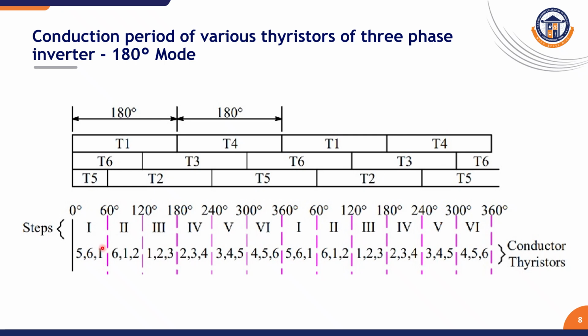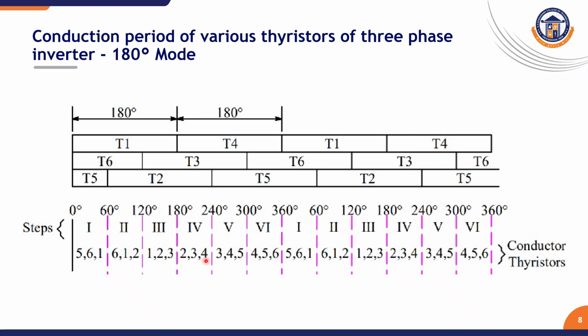You see here, T1 is conducting for 60 degree. Then again T1 is conducting for another 60 degree. Again T1 will be conducting for another 60 degree in the third interval. So when we add these three, 60 plus 60 plus 60, totally it gives 180 degree conduction. So after the 180 degree, T1 will be turned off, and again another switch will be coming in.